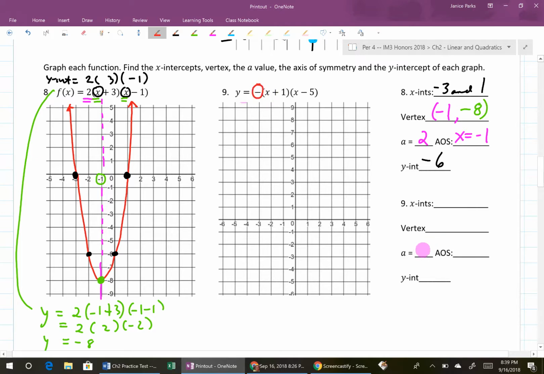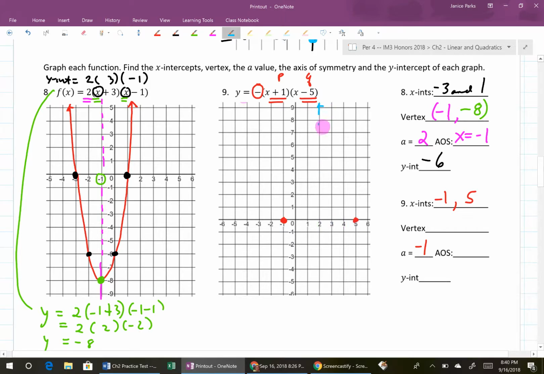For the next one, the a value is the number in front, so that a value is -1. This one's going to be upside down. We have p and q, which give the x-intercepts, which are the opposite of those numbers. So we're going to have a -1 and a 5. And again, don't put parentheses around here. This is not an ordered pair.